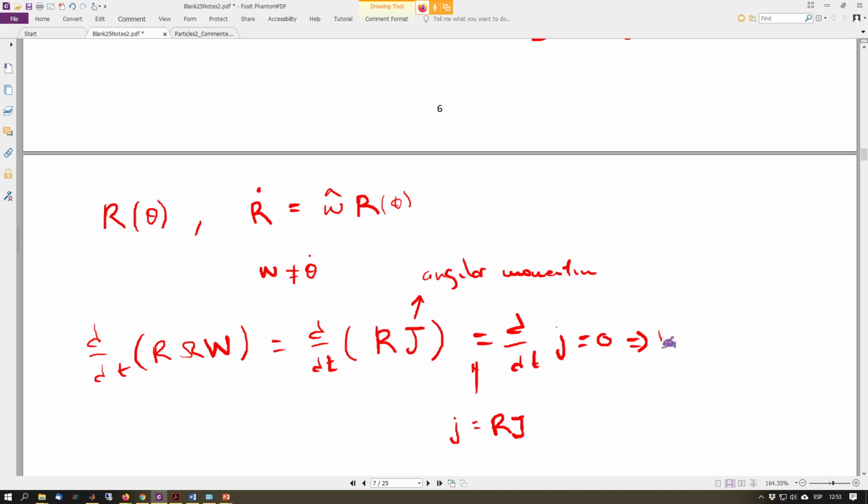So it means that r dot by omega, we do the time derivative of this term, plus omega, and here we have accelerations, which is the time derivative of our angular momentum, and this should be equal to 0.